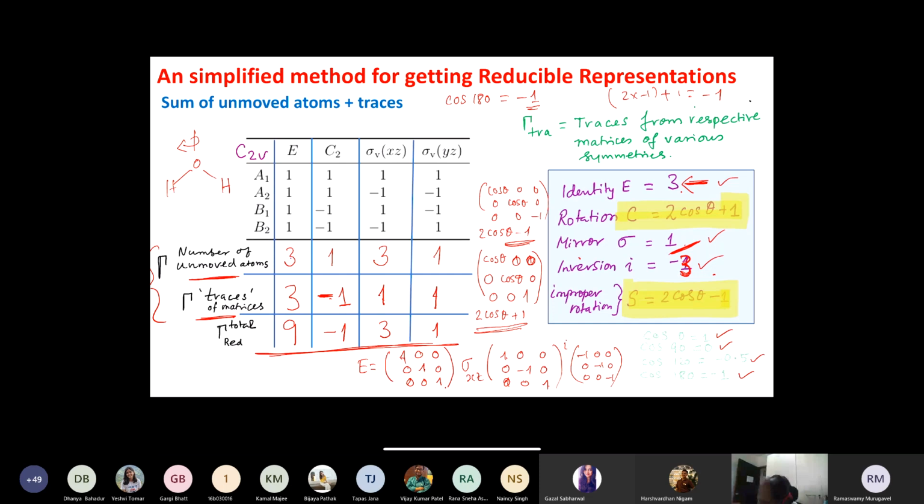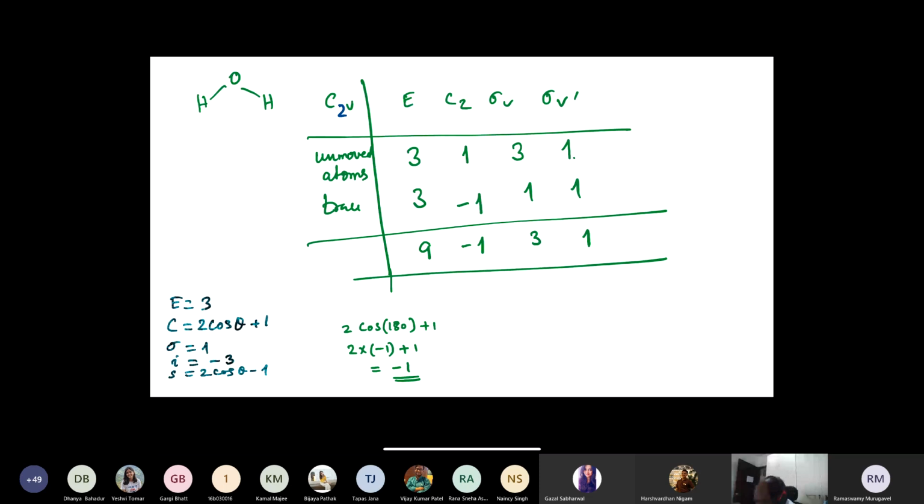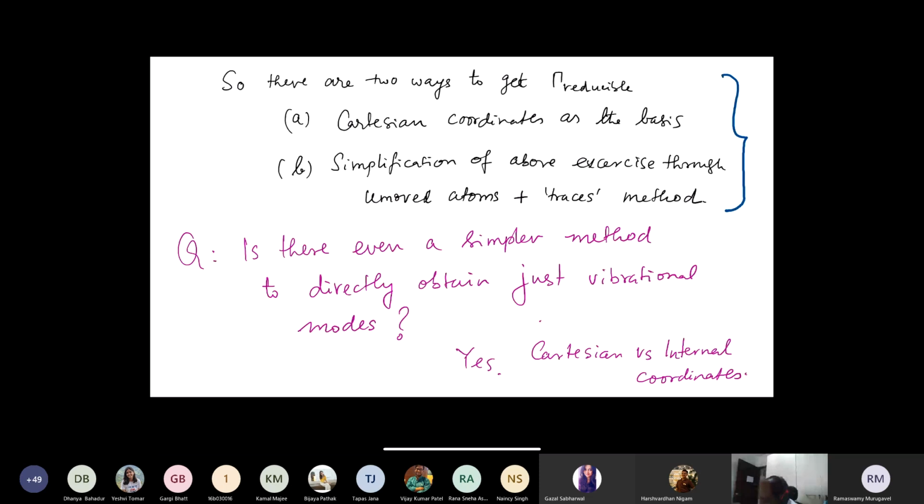So this is very clear. This is very easy to do. You have this option only for molecules which have a C2 axis or C4 axis. But I started introducing this idea for a different molecule, namely C3Z. Okay, so there are two ways to get the total reducible representation. One is to use Cartesian coordinates as a basis. The other one is a simplification of the above exercise, namely Cartesian coordinates, through the unmoved atoms plus traces method.